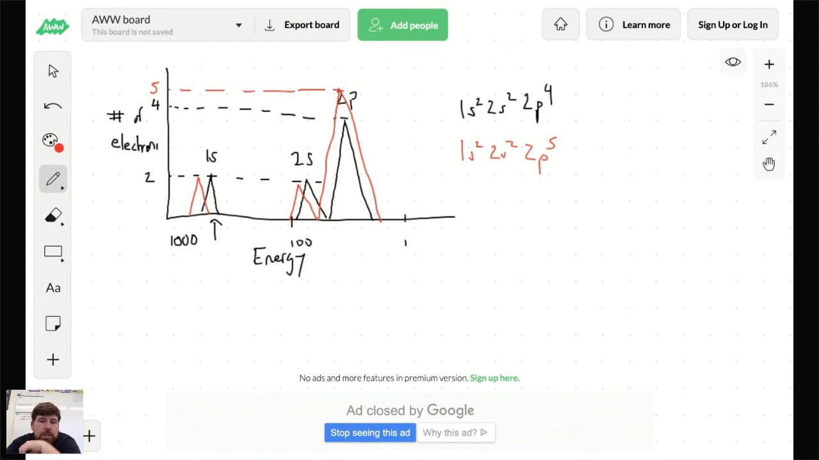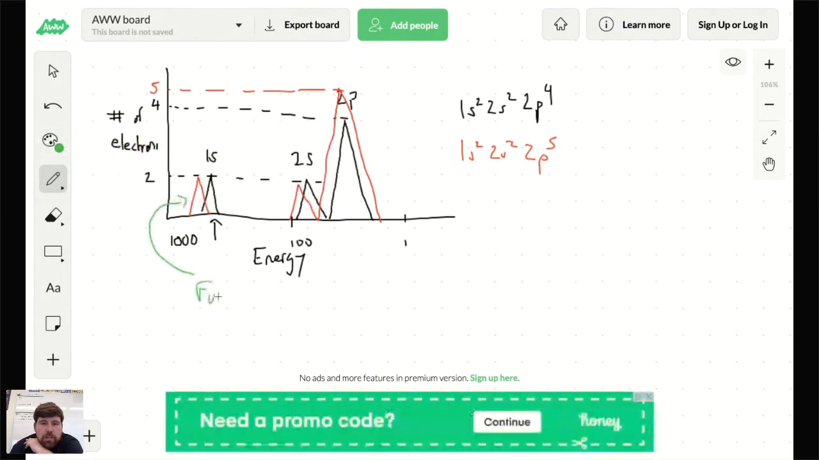I think it's fluorine. So then the last question I have is this. If you're looking at these 2 graphs, how come the 1s peak for fluorine is further shifted to the left? Why is this further left?